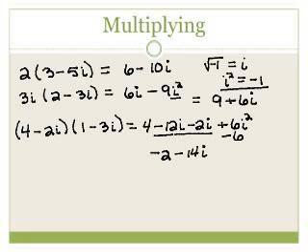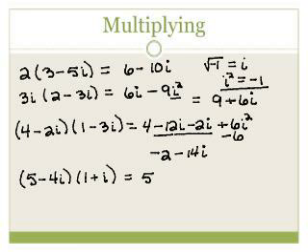Okay. How about multiplying, let's say, 5 minus 4i times 1 plus i. We'll practice another one of these. Once again, this is a double distribute. 5 times 1 is 5. And then 5 times i is 5i. And then we'll multiply by the negative 4i.